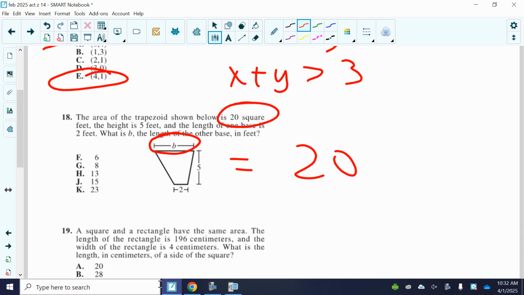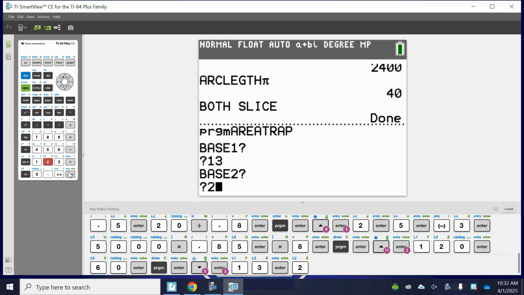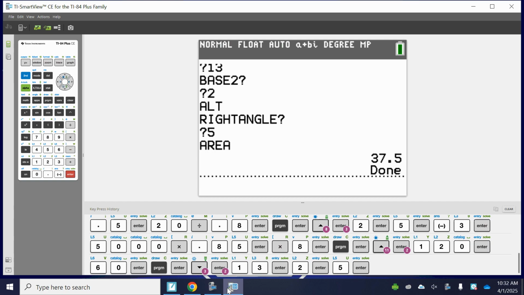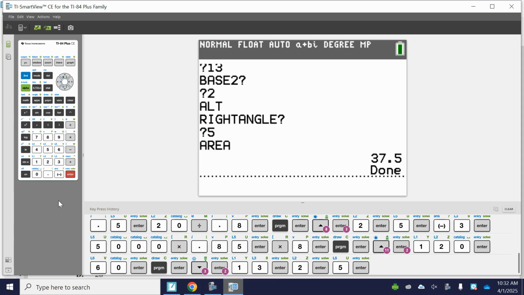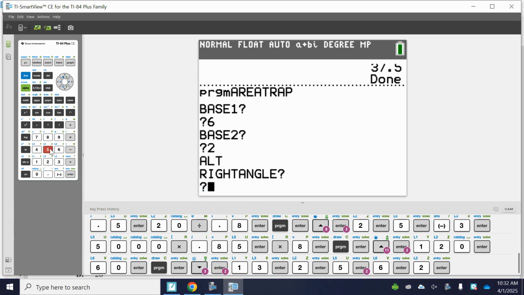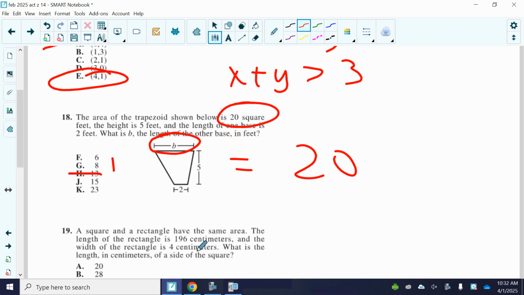So I'll take 13 and 2. So 13 is my base, 2 is my other base, and the altitude running straight down is 5, and it gives me the answer 37.5, which is clearly way too big. So if 13's too big, which way am I going to guess? I'm going to guess 6 or 8 for the other one. So let's try 6, 2, 5. I hate when I have to go to the calculator. Whoosh! It gives me the answer 20. I hate going to the calculator on here because I have to erase the test to get there.